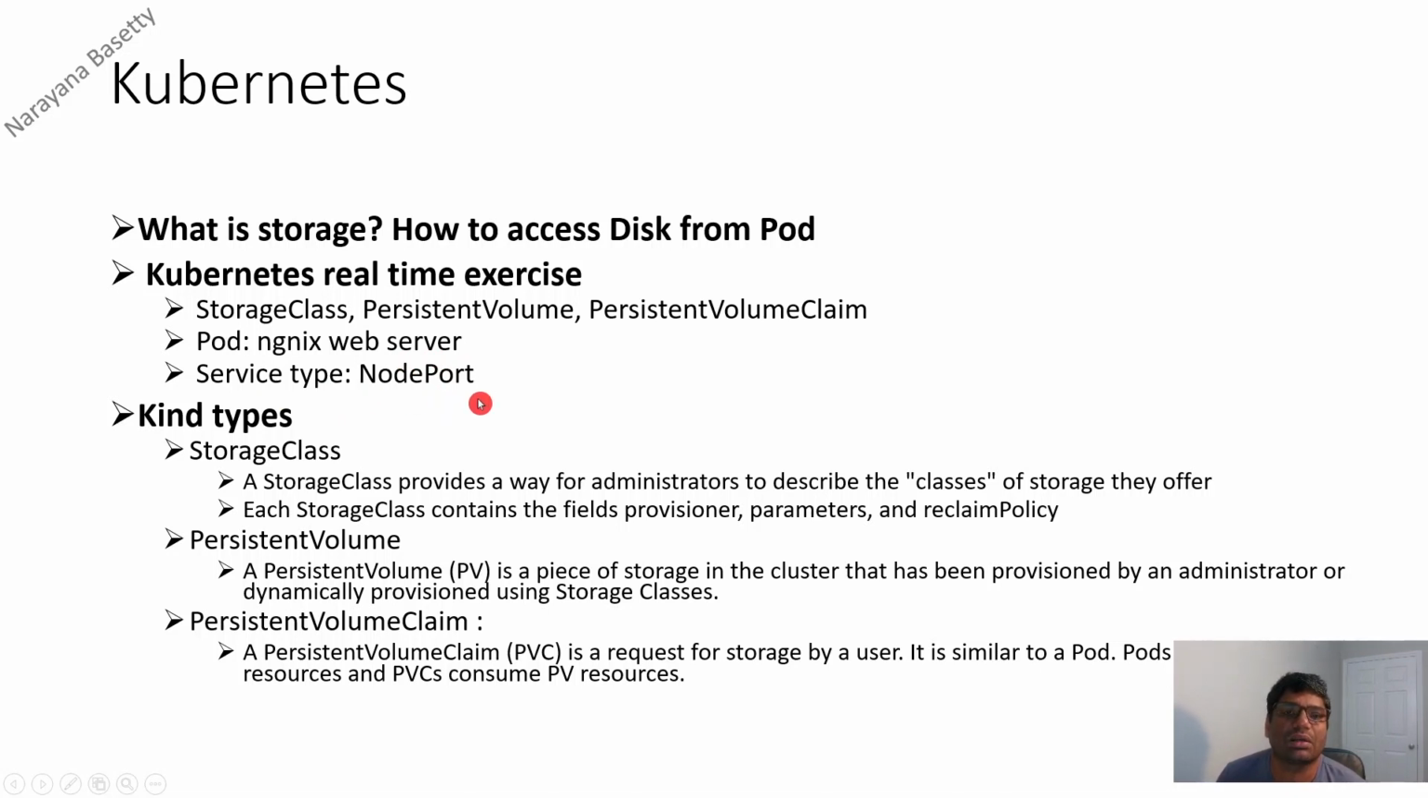We have seen service types in parts 2, 3 and 4. You can read it if you want. Kind type storage class. A storage class provides a way for an administrator to describe the classes of storage. As I said, the storage provisioners come from different vendors. Azure will be there, you can point to a local disk, Google, VMware disks, like that, different types of provisioners are available to handle it. Each storage class specifies fields when you are defining the kind: provisioner, parameters, reclaim policy, and so on. Okay, so we can see that.